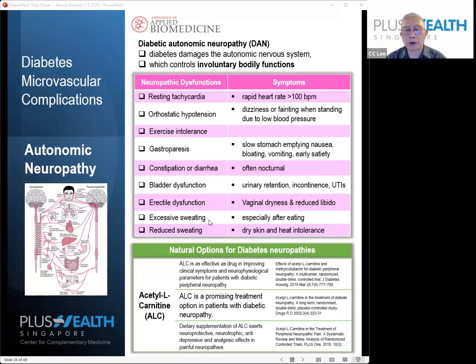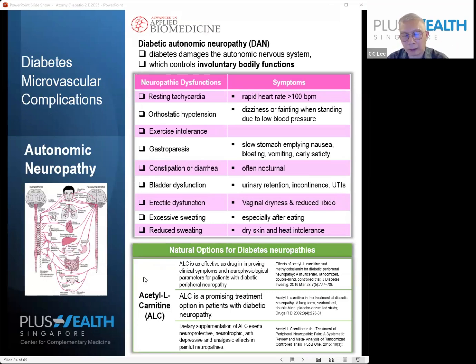Because of that, your sweating is not controlled, not regulated, and therefore it can also cause dry skin and heat intolerance. These are a full spectrum of complicated problems that are due to the nerve damage itself, right? So therefore, it is very important to protect your nerves from being damaged by high blood glucose levels, right? Now, what are the natural options for diabetic neuropathy itself?